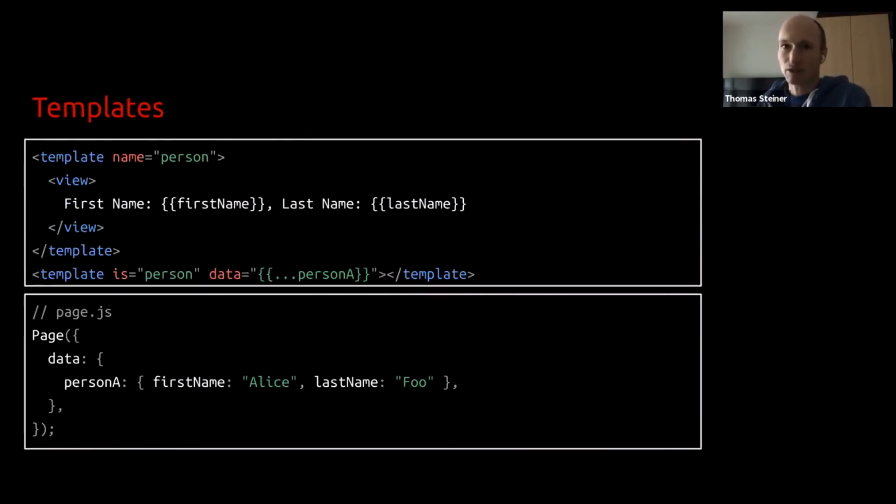For templates, you have a template that has a name of person, then you have a view, first name, and then you can see curly braces again, first name and last name. And to instantiate this, you can then say my template is a person, and the data for this person comes from a field called person A. And then everything will be just magically filled in. So pretty straightforward again. You can probably immediately understand what is going on just by looking at these two code snippets.